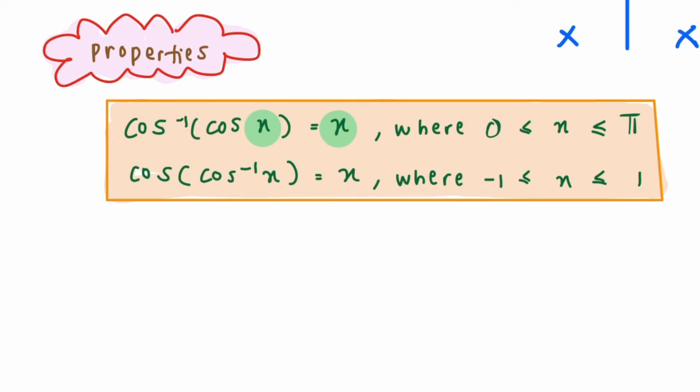So take care of the function inside, which is cos. Therefore, x must be between 0 and pi. You must make sure it is within quadrant 1 or quadrant 2 only.